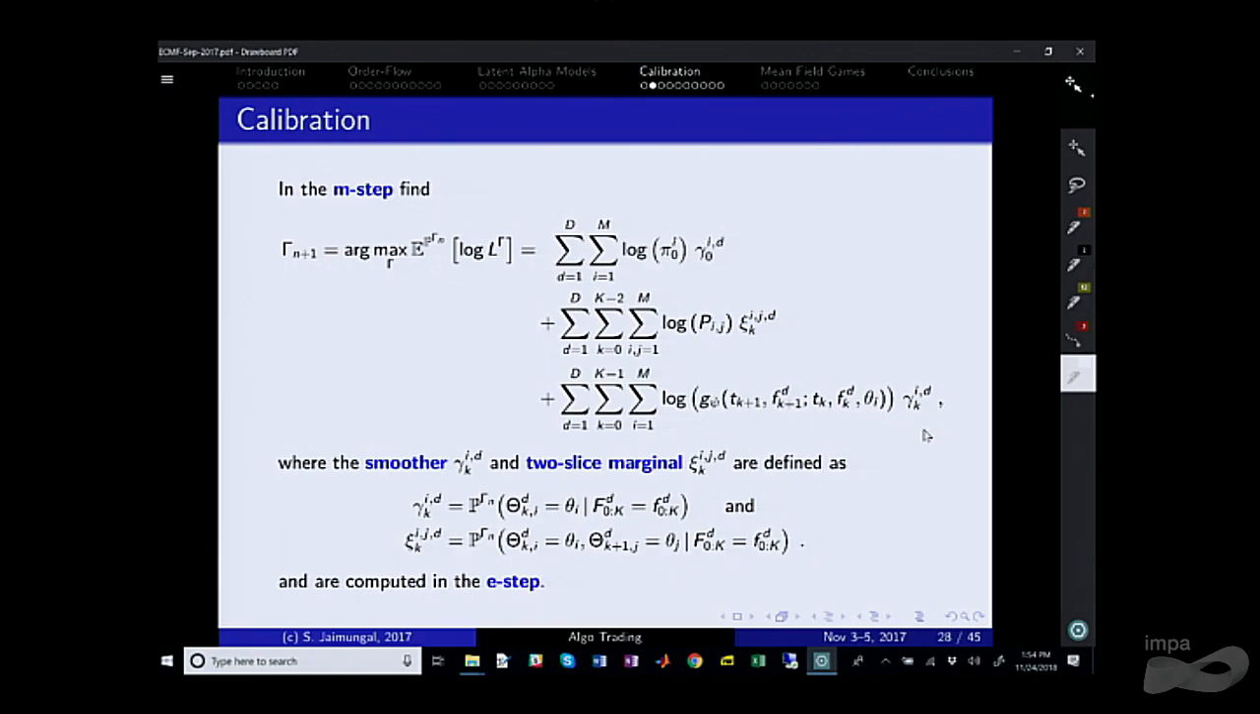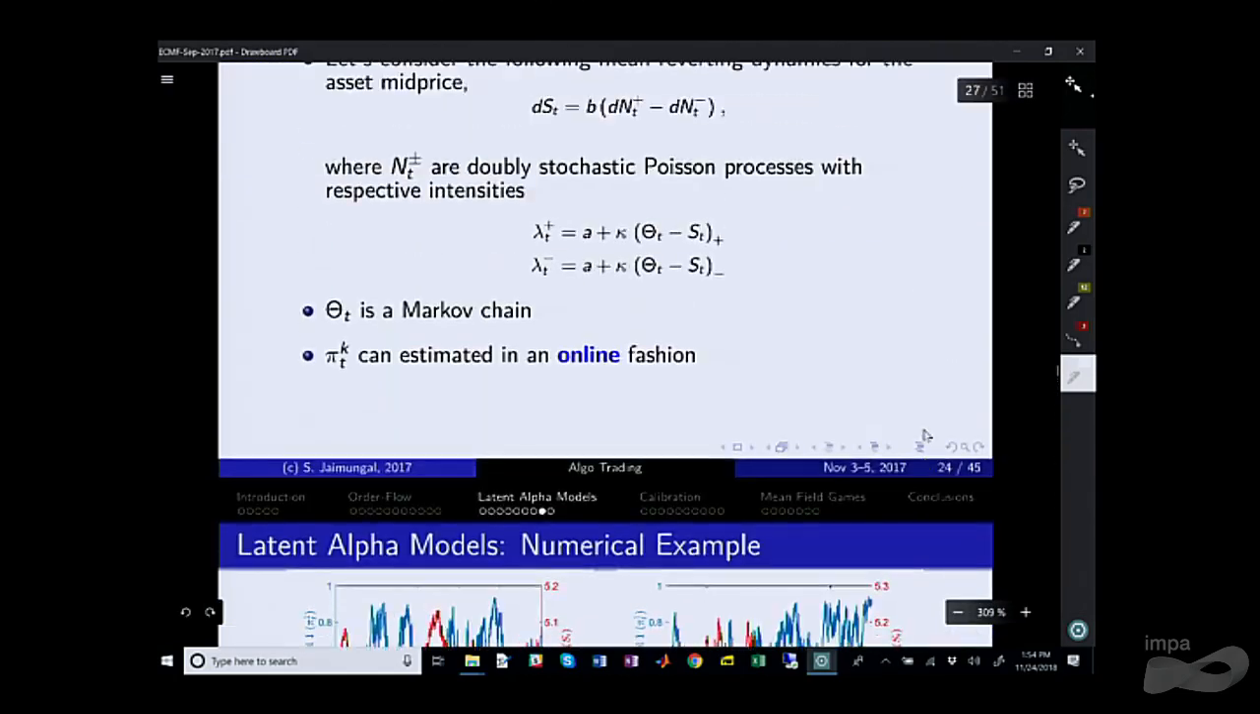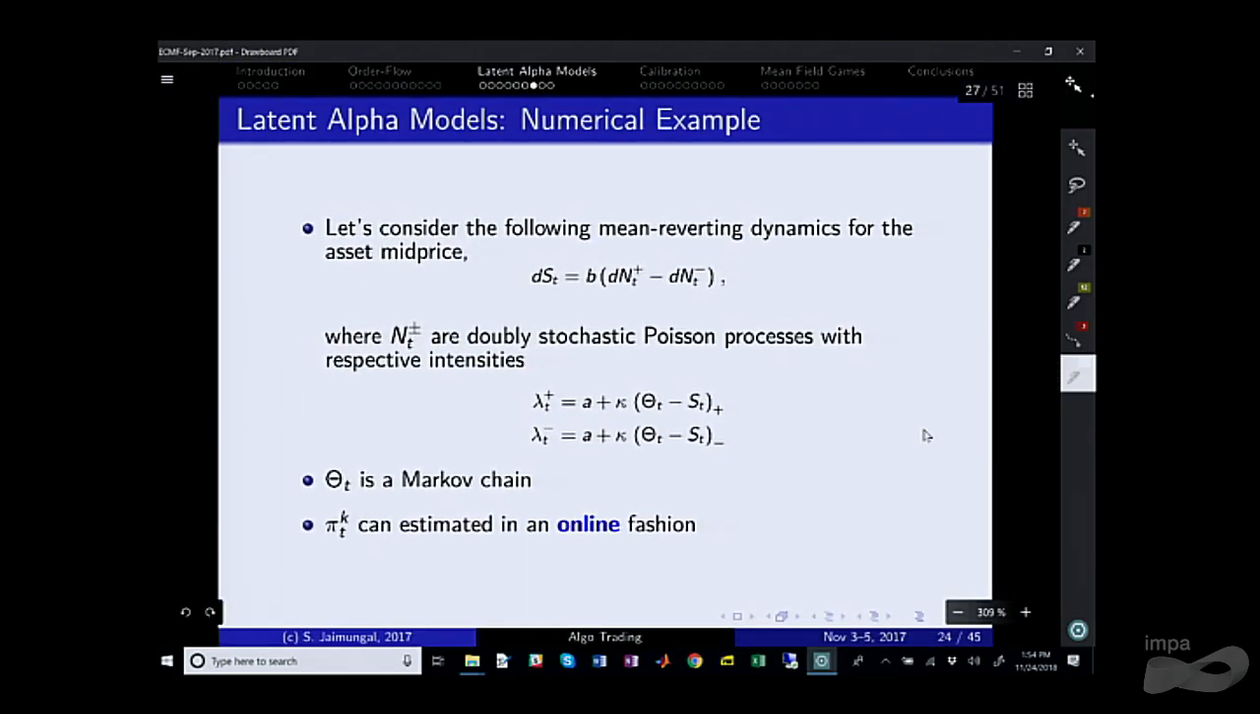The M step is pretty straightforward for two of the three objects that we need. One object, we need pi. Second object, we need Pij, the transitions for the Markov chain. Third object, we need the density, G, which is controlled by some parameters. In our case, in this example model, those parameters are A, kappa, and theta. In fact, in the implementation, we make A depend on the hidden state, kappa depend on the hidden state, and the mean reverting level depend on the hidden state.